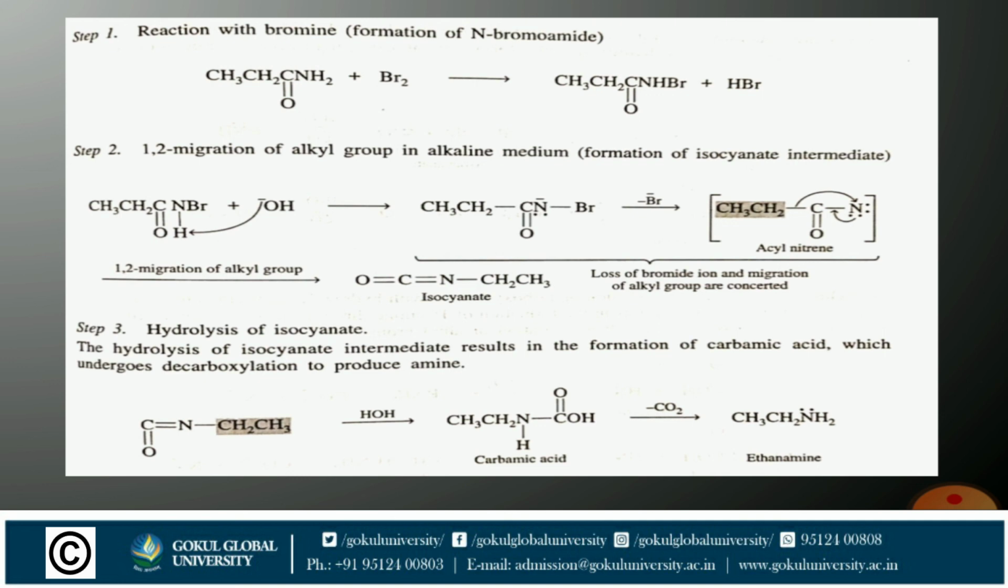So here you can see in the starting material the number of carbon atoms is 3, and in our last product ethanamine the carbon number is only 2, meaning one less carbon atom as compared to the starting material. Okay, so this is all about the Hofmann rearrangement, a very simple and very useful rearrangement in industrial chemistry also.